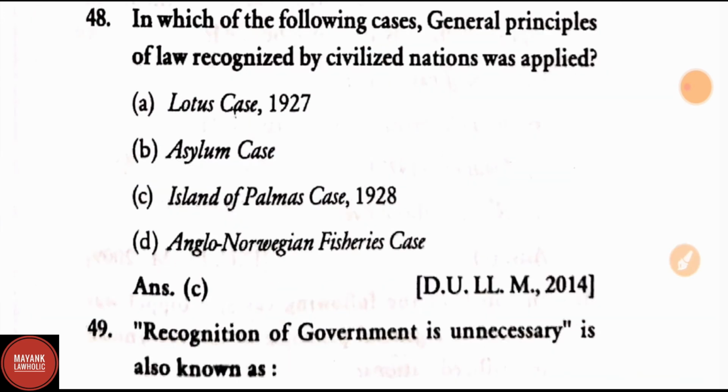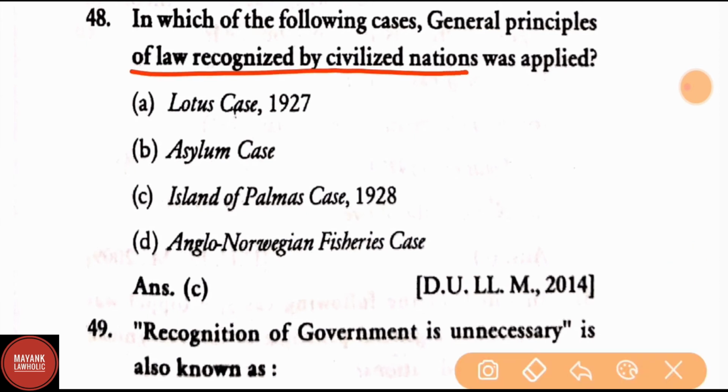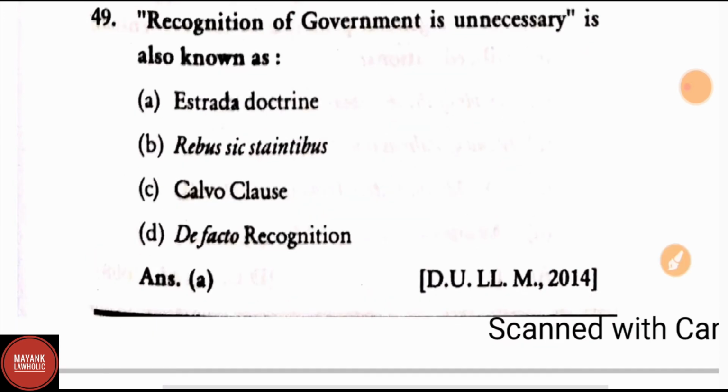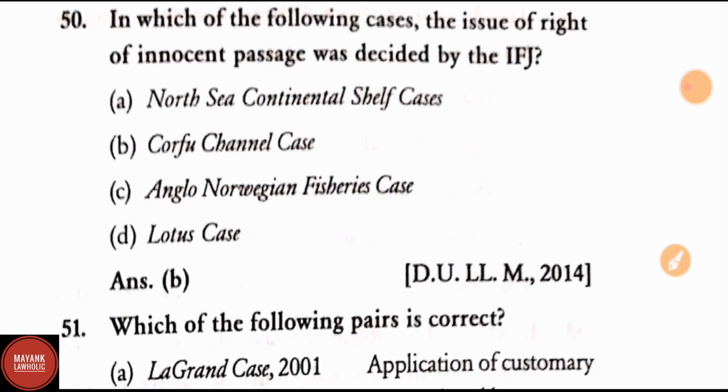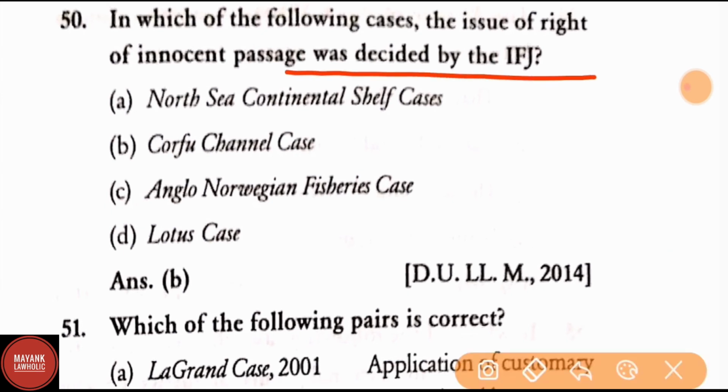Question number 48. In which of the following cases general principles of law recognized by civilized nations was applied? It was applied in Island of Palmas case 1928. Question number 49. Recognition of government is unnecessary is also known as: Estrada doctrine. Question number 50. In which of the following cases the issue of right of innocent passage was decided by the ICJ? In the case of Corfu Channel case.